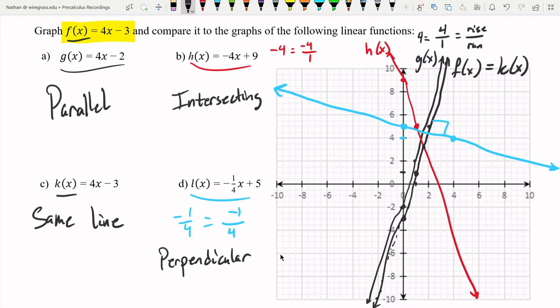That may not be apparent from how I've drawn it, because I've drawn it myself. If you draw this on Desmos or some other graphing software, it's a lot easier to see that it's perpendicular, but even then it may not be readily apparent. I'm going to show you why I know this is perpendicular in just a moment. But this is how you can graph functions really easily. I should say linear functions.